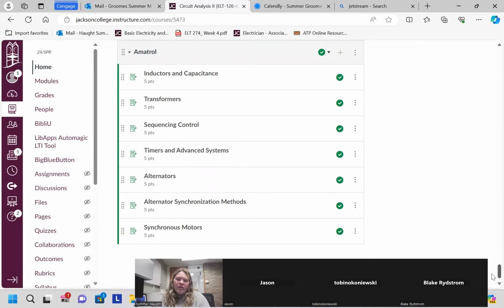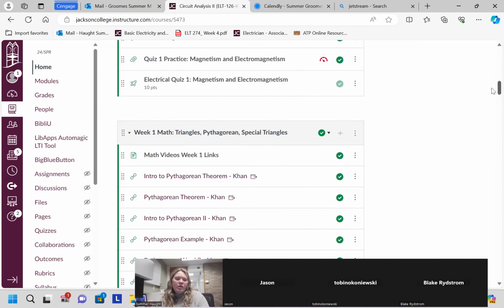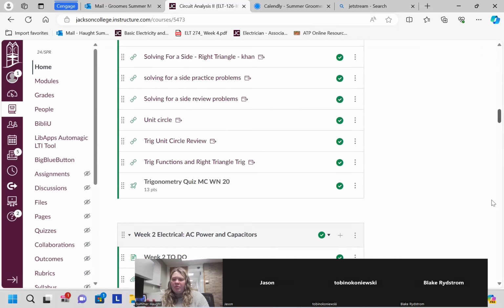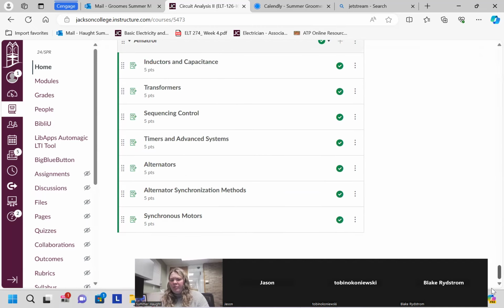The other thing you'll notice is the amateur modules are all down below here in their own separate unit. So do not forget about those. The reason I do that is just because sometimes there's not one that goes too well with this week. So you can do these whenever you want. Obviously, when we talk about inductors and capacitors, I'll go over this amateur module and talk through it a little bit. Same with motors. When we talk about that in week 6, I'll talk about the motors amateur module.